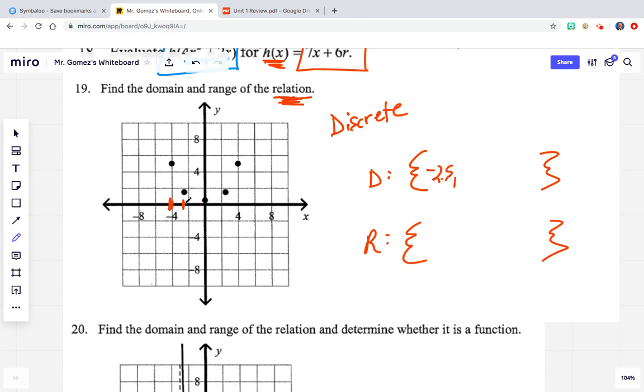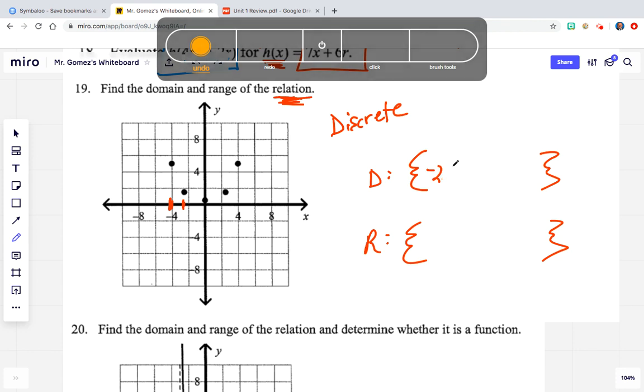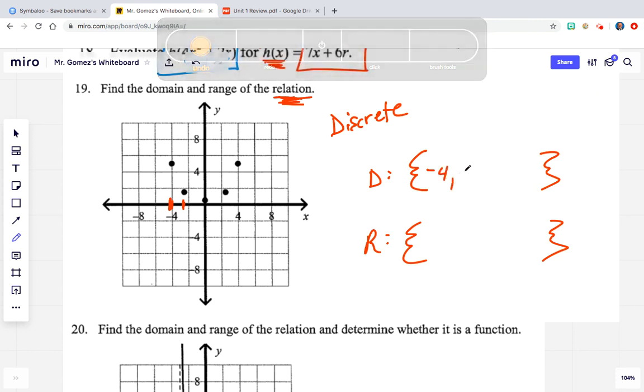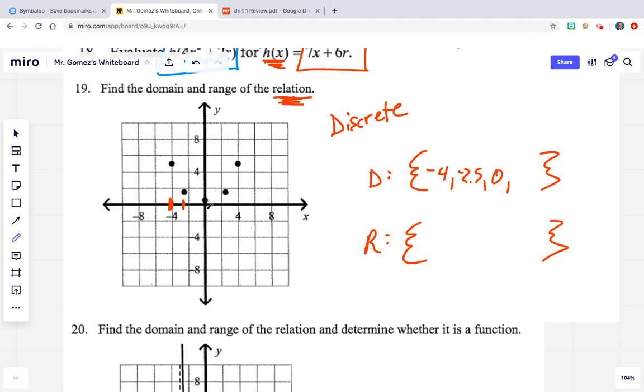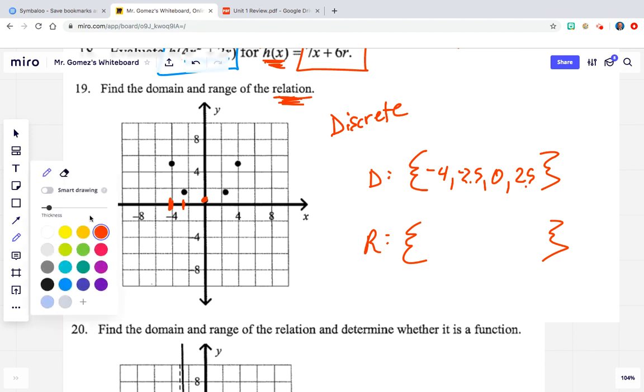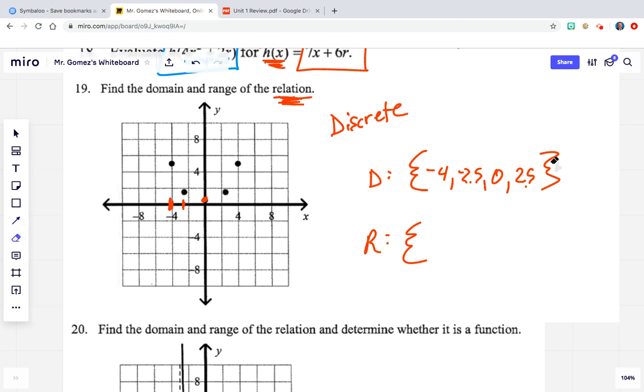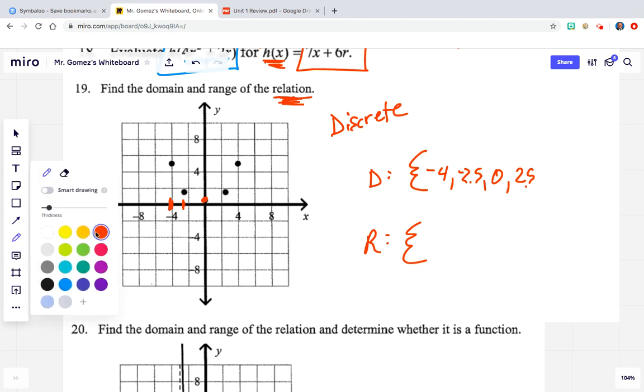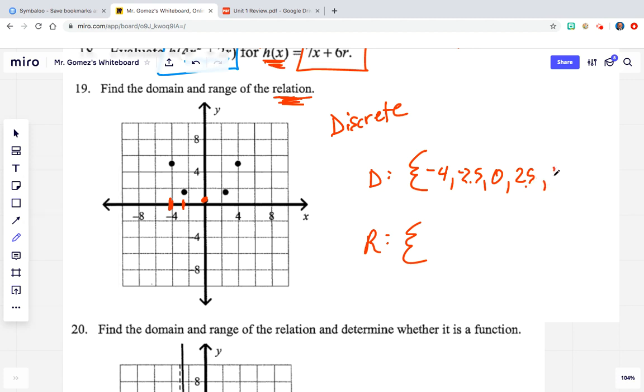Let me write the -4 first. -4, -2.5. We have one at x is equal to 0. That's this one right here. And then we have the +2.5. And then we have the +4. Okay, so let me make some room right here. So there's 5 x terms. Now we'll look at the y terms.